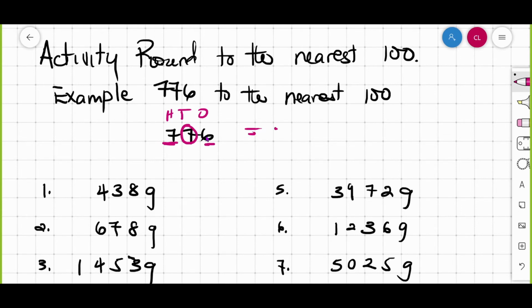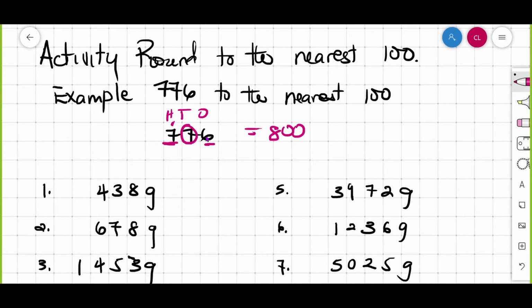Rounding up or rounding down? Up. Good. So I'm going to add 1 to the digit I'm rounding. So this becomes 8. And I put 0 for the rest. So 700. You have to put 0 for the rest? Yes. And because you're rounding to hundreds, you know. Okay. So 776 rounded to the nearest 100 would become what? 800. Understood? Yes, sir.